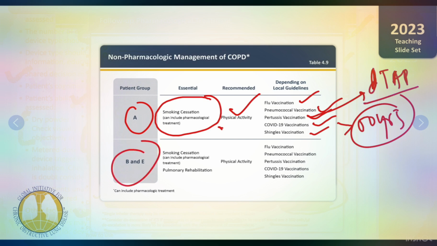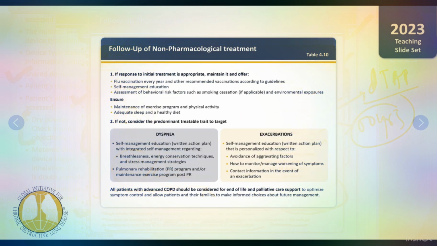After that, they are talking about the B and E group. So in them, essential is that we should do smoking cessation, and pulmonary rehabilitation is also part of essential non-pharmacological treatment, very important. After that, we should recommend them physical activity and all these vaccines. Then follow-up of the non-pharmacological treatment.